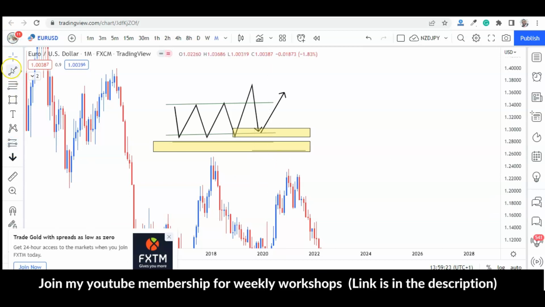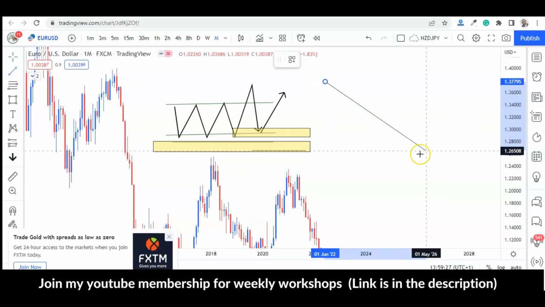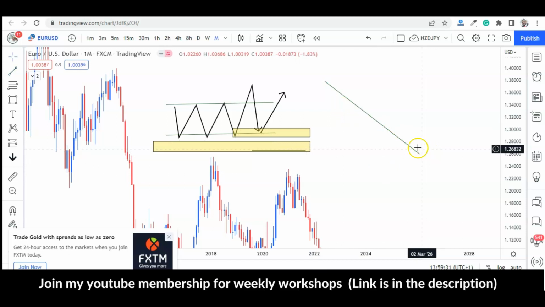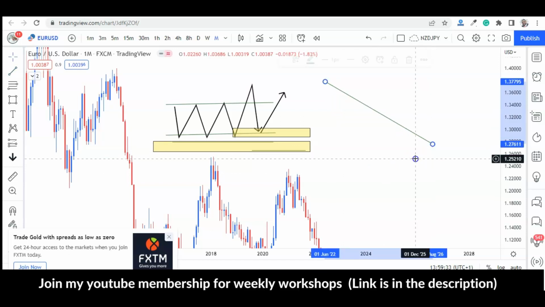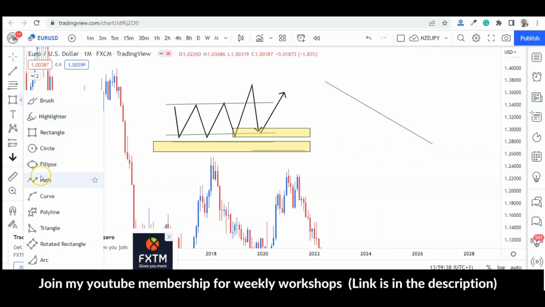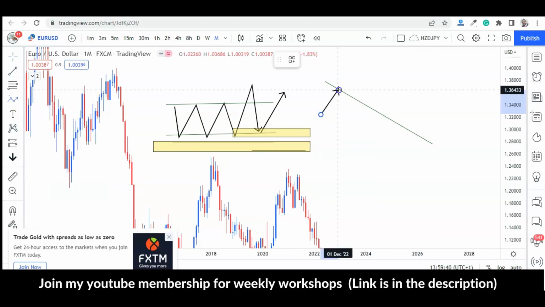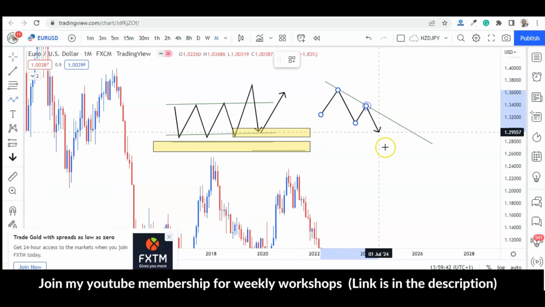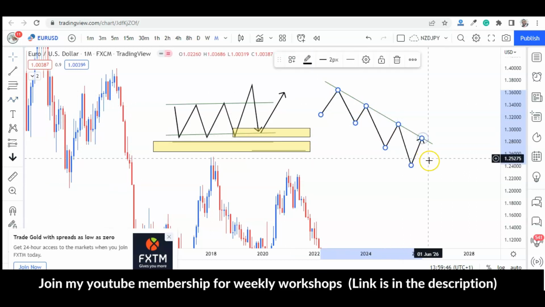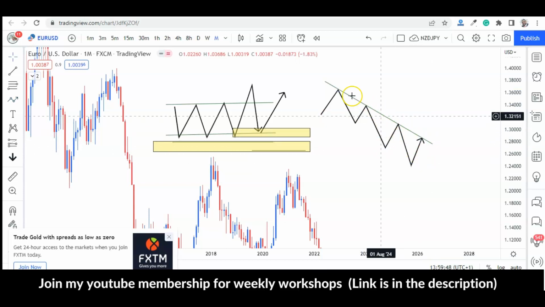Now, another way you can identify liquidity pools is in the form of what? Trend lines. Okay. Trend lines. You have market moving on these trend lines here. Now, all of these are pools of liquidity.